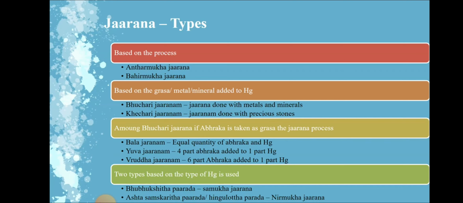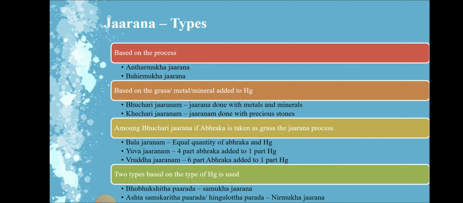then it is again divided into three types. That is Bala Jarana, Yuva Jarana, and Vruddha Jarana. In Bala Jarana, the proportion will be 1:2. In Yuva Jarana, it is 1:1, the equal quantity of Abhraga and mercury is taken. And in Vruddha Jarana, it is 1:4 parts of Abhraga, 6 parts of Abhraga added to 1 part of mercury. So these are the Bhujari Jarana types.